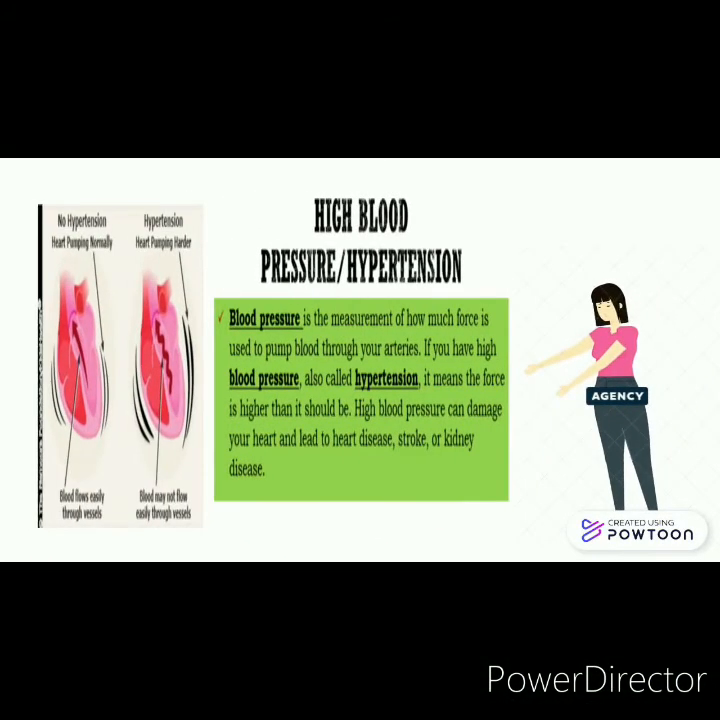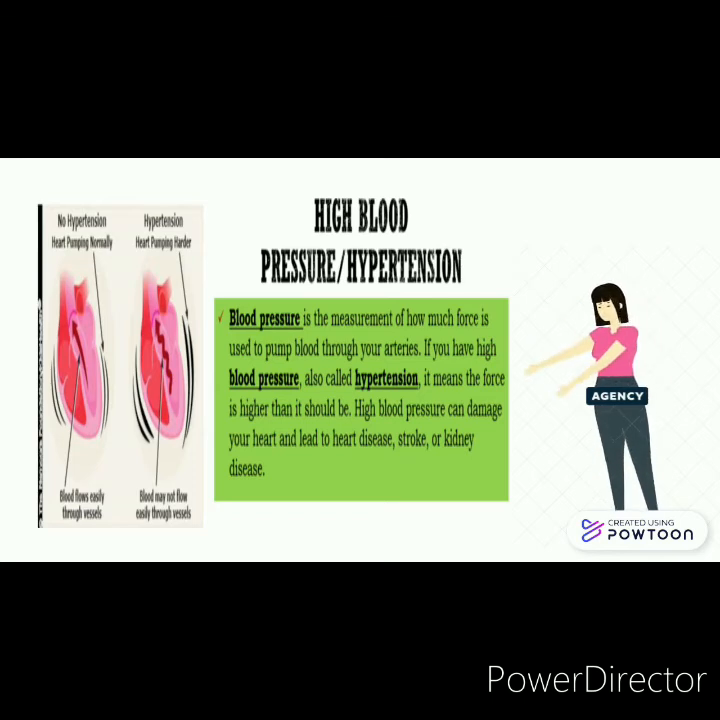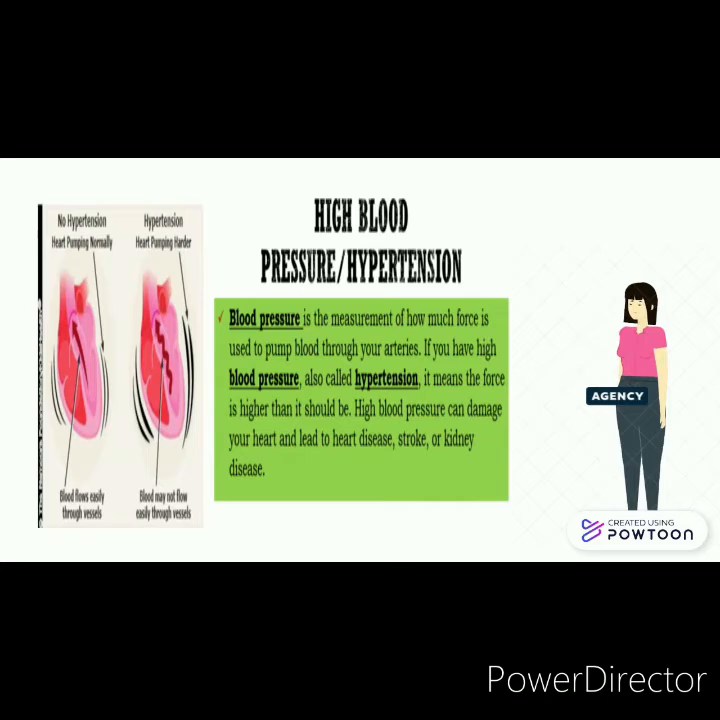Blood pressure is the measurement of how much force is used to pump the blood through your arteries. If you have high blood pressure, also called hypertension, it means the force is higher than it should be. High blood pressure can damage your heart and lead to heart disease, stroke, or kidney disease. There are no symptoms with high blood pressure, which is why it's often called the silent killer.